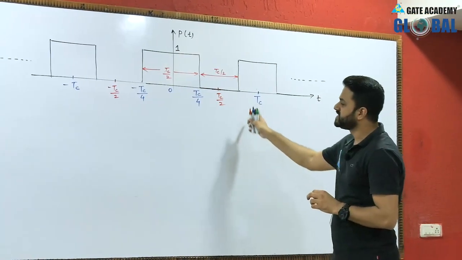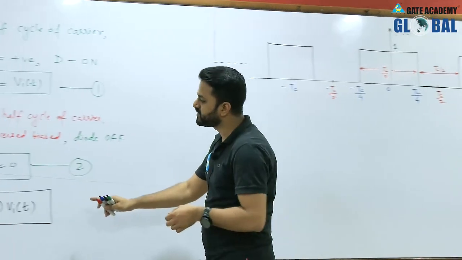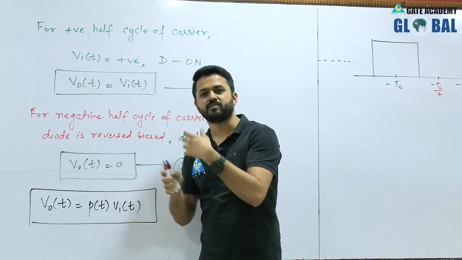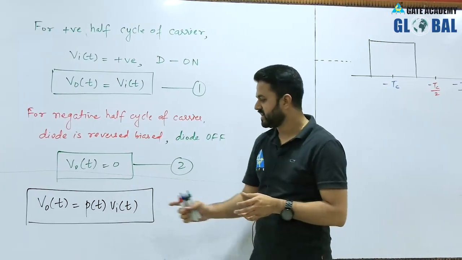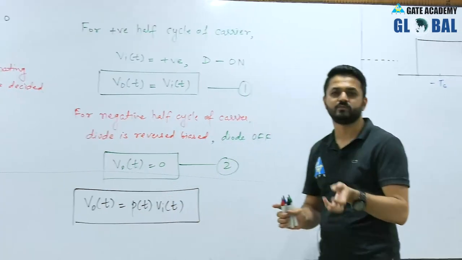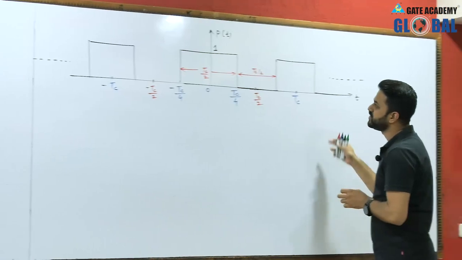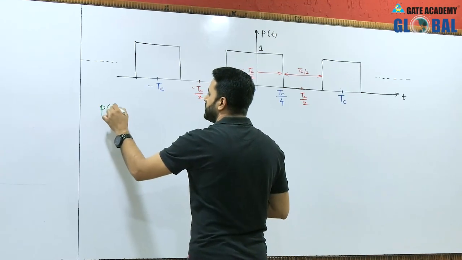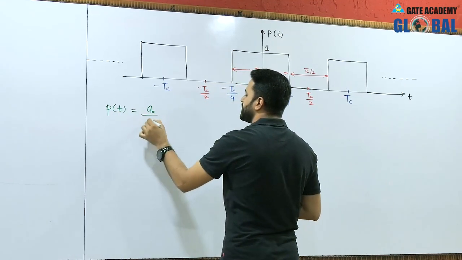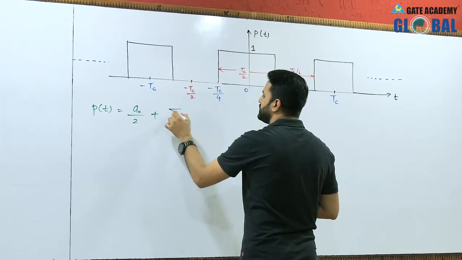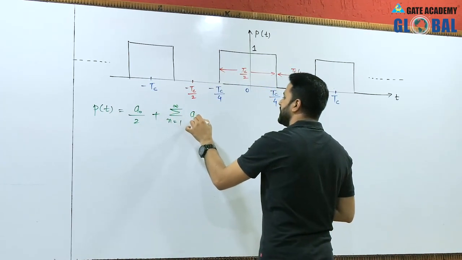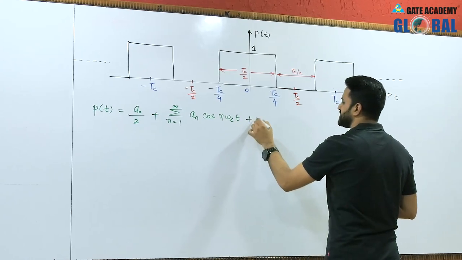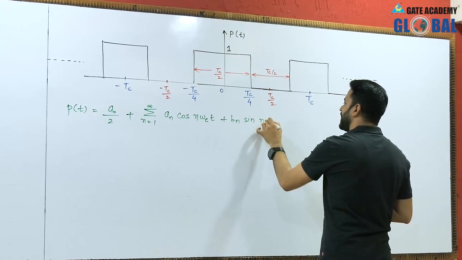So this p(t) is a periodic signal. We have to write the equation of Vo(t), and Vo(t) has a number of frequency components so that it will pass through the bandpass filter and we can get the desired result. For that, this p(t) should be represented in terms of a Fourier series, because this is a periodic signal. If p(t) is a periodic signal with time period Tc, then it can be represented by the trigonometric Fourier series, which can be written as a0 by 2 plus summation n equal to 1 to infinity of an cos n omega c t plus bn sin n omega c t.